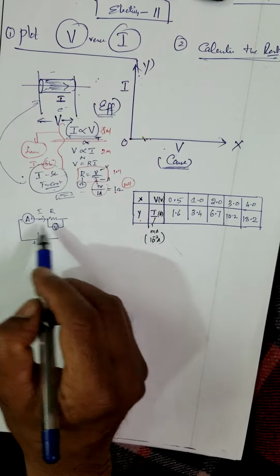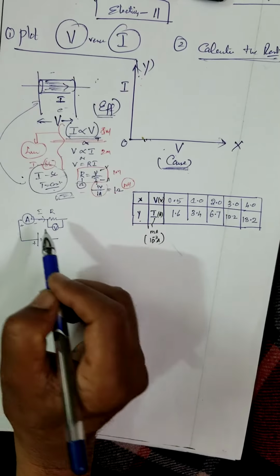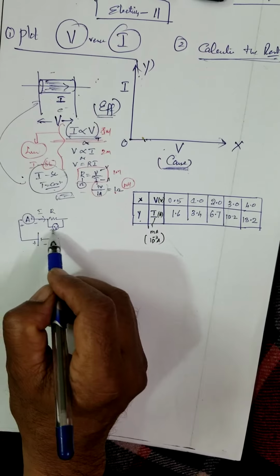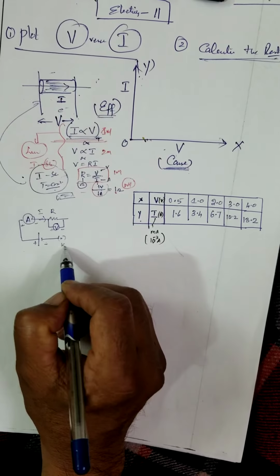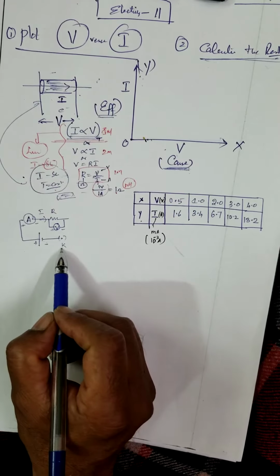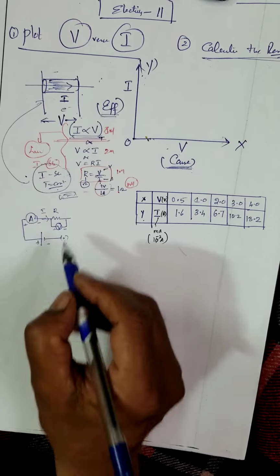Voltage is measured by a voltmeter. This is the ammeter. If it is plus, you have to put plus here. If it is minus, put minus. Here also, put plus and minus. And the plug key: whenever you want to stop the experiment, you have to use the plug key.